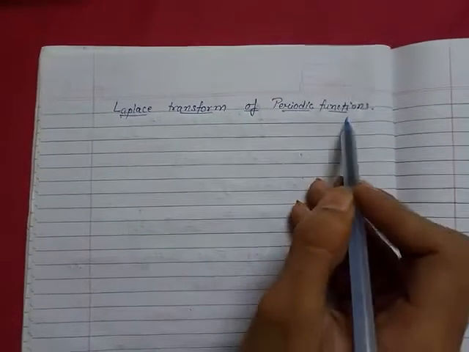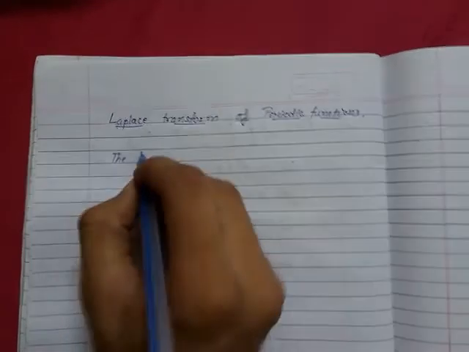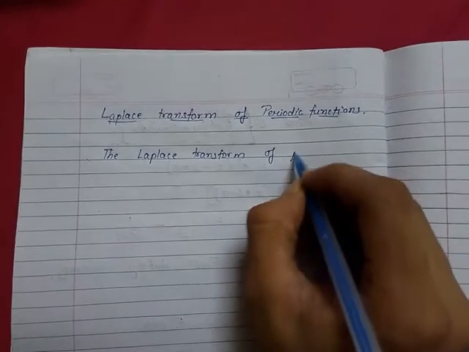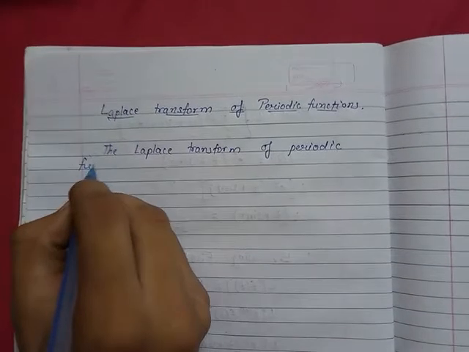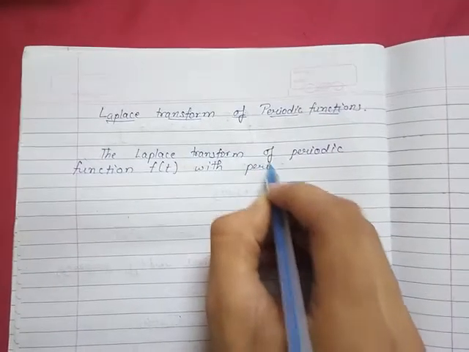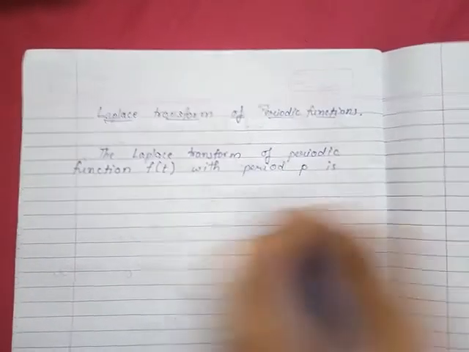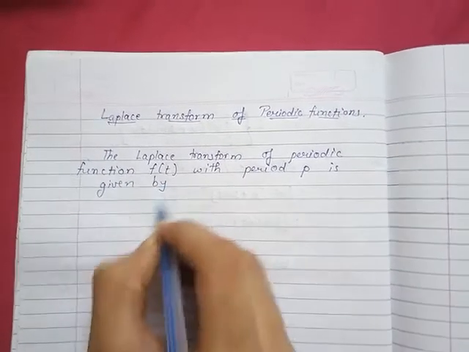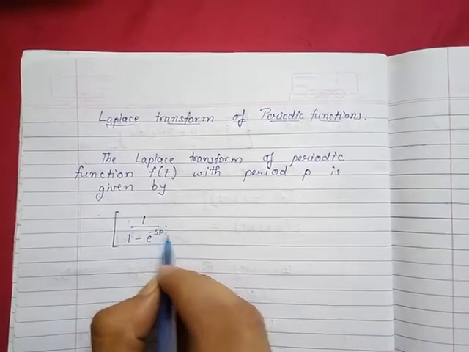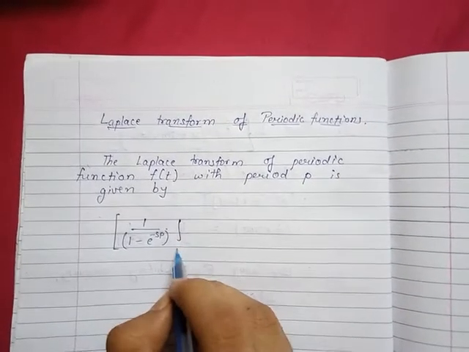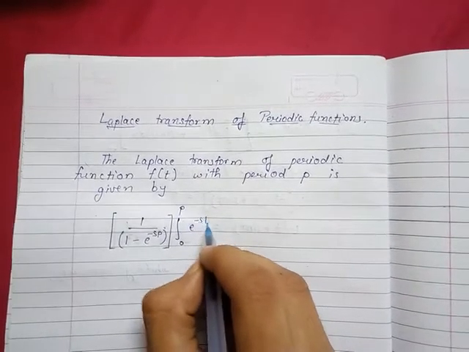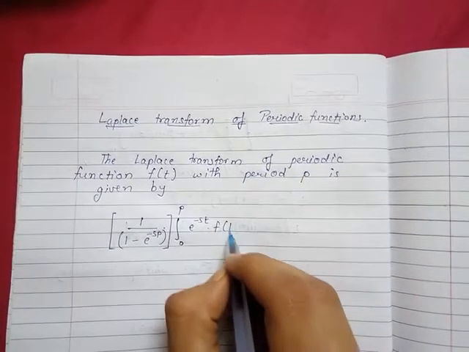So, Laplace transform of periodic functions. The Laplace transform of a periodic function f of t with period p is given by 1 upon 1 minus e raised to minus sp, integration from 0 to p of e raised to minus st f of t dt.